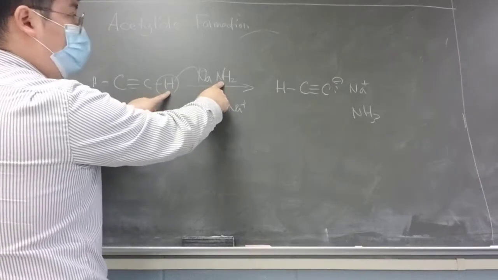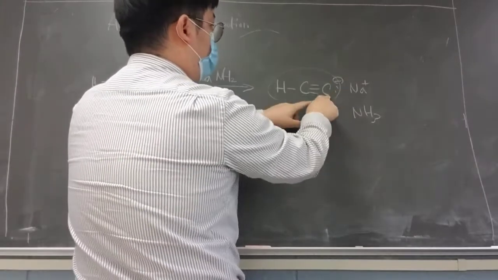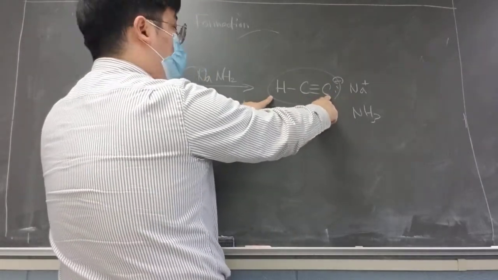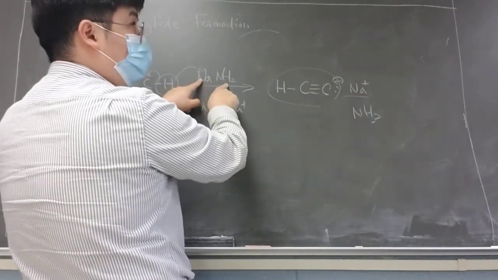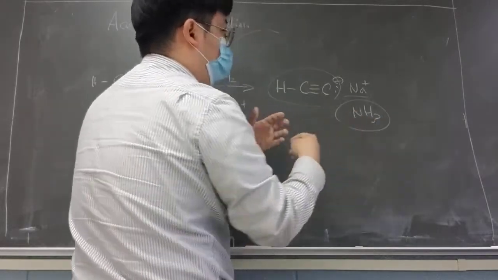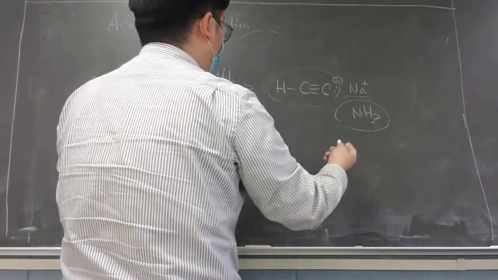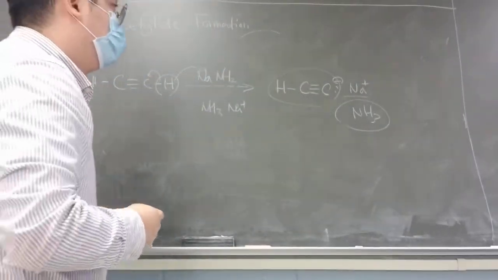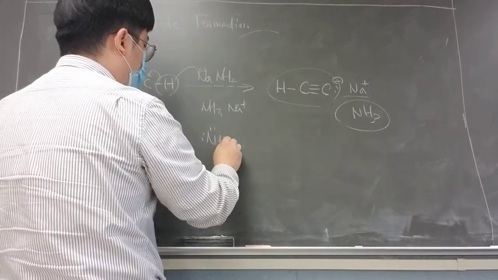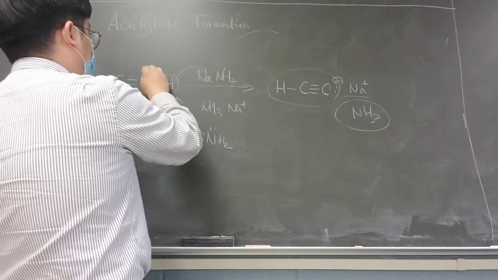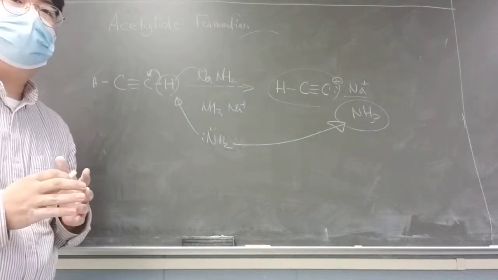This one grabs the hydrogen, so this pair of electrons goes on here. That's why it makes the negative charge on this carbon, which makes your acetylide anion. It pairs with the sodium cation, which came from sodium amide, and this part becomes ammonia again, because this NH2 grabbed a hydrogen and became neutralized. So hopefully this is a step you can just remember.